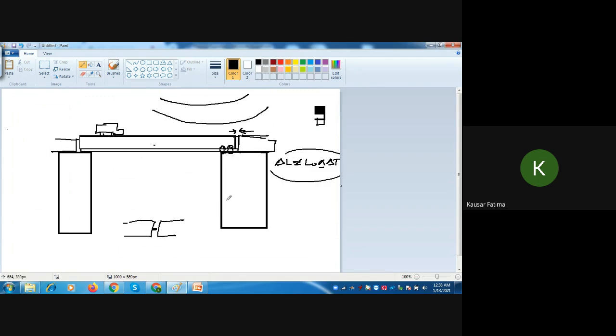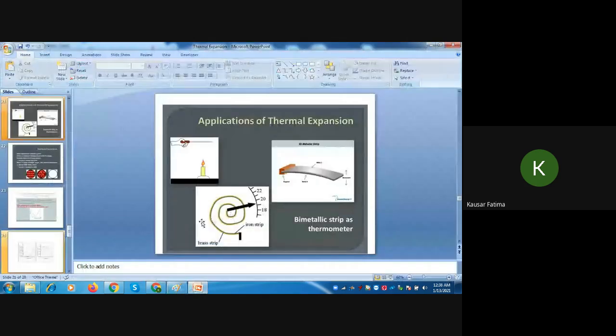After this we will have to study the applications of the bimetallic strip. One application I just explained, a simple example, and we will study a more complicated example, the use of the bimetallic strip in the thermostat of the electric iron. That also is to be studied.